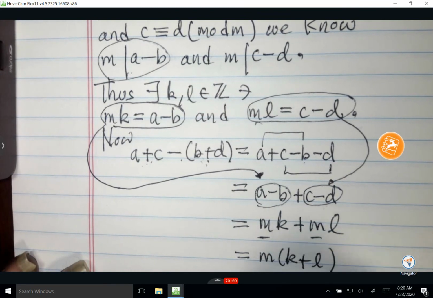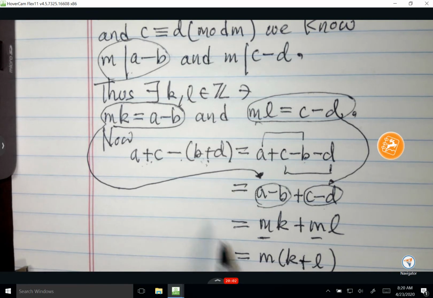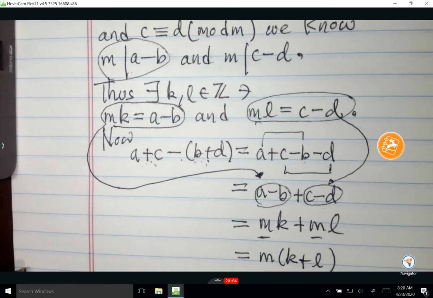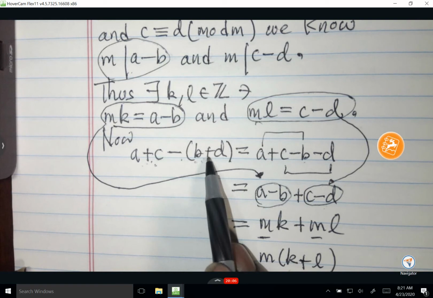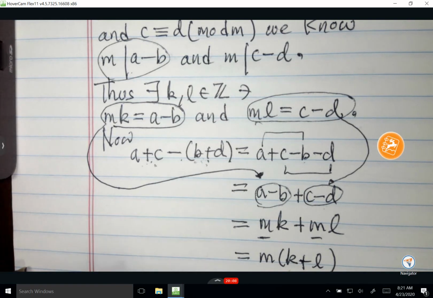And so you've just discovered that their difference is a multiple of m. That means m divides their difference. That means they're congruent mod m. And thing 1 is proven. Okay, let's circle that.